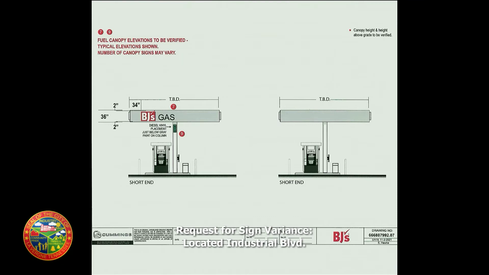And then it appears they're asking for 2 pylon signs. I couldn't tell by the submittal. It may just be 1 pylon sign. It appears that they're asking for 2 pylon signs at the road at Industrial Boulevard, and each of those would be 20 feet high. The total size would be about 50.5 square feet on each side, or 101 square feet total for the 2 sides of the sign.